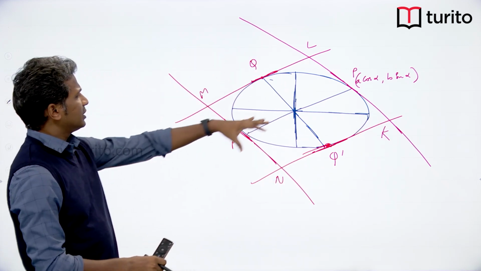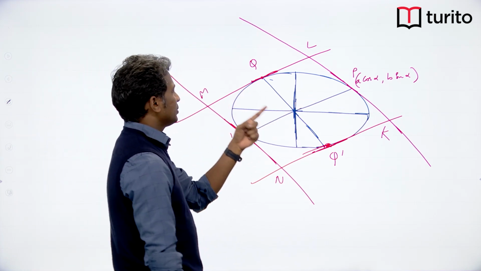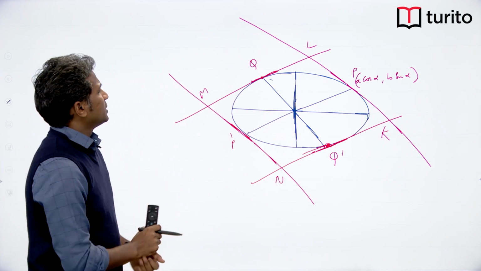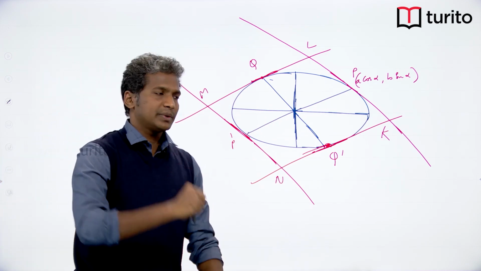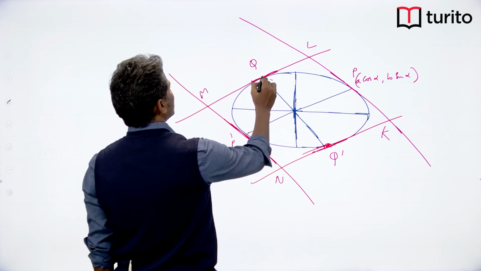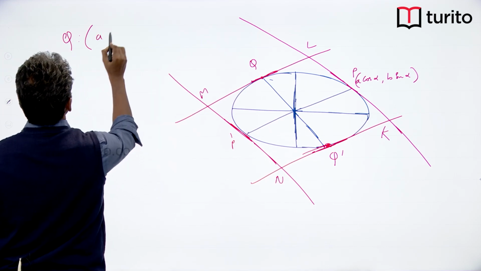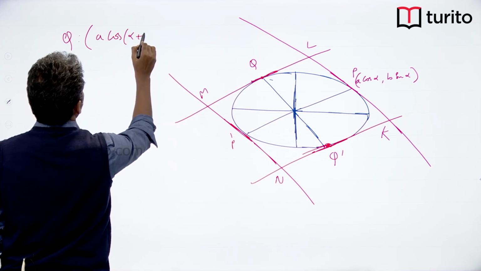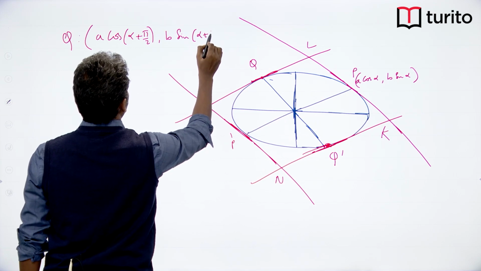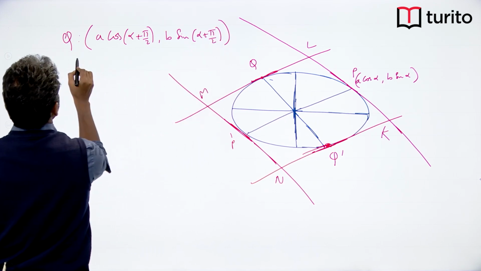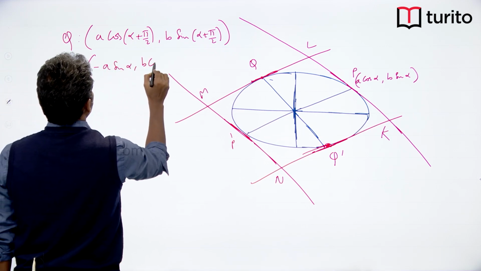We want to find the area of the parallelogram KLMN, and here we have PP' and QQ' as the conjugate diameters. If P is taken like this, then Q can be taken with a difference of angle which is pi by 2. So for Q, the angle can be taken as 90 plus alpha. So it becomes a cos(alpha plus pi by 2), b sin(alpha plus pi by 2). This means it becomes minus a sin alpha, b cos alpha.